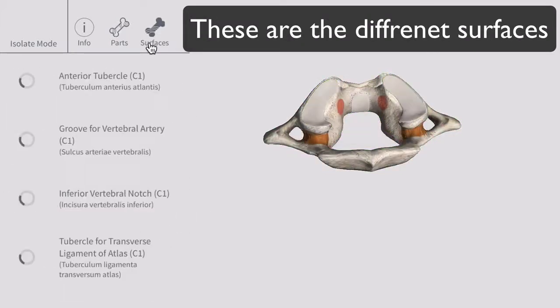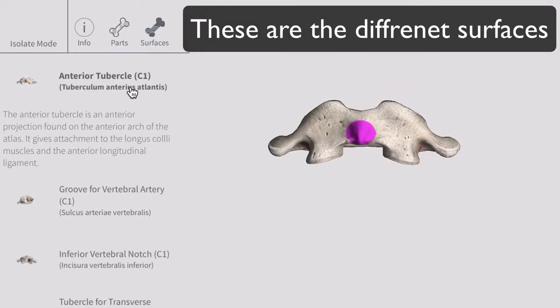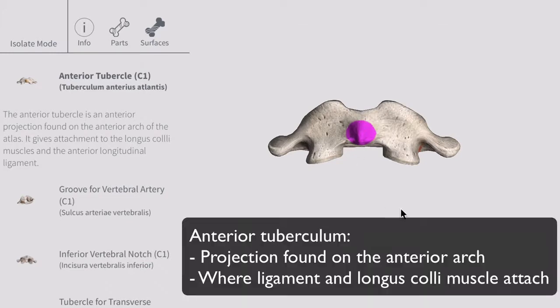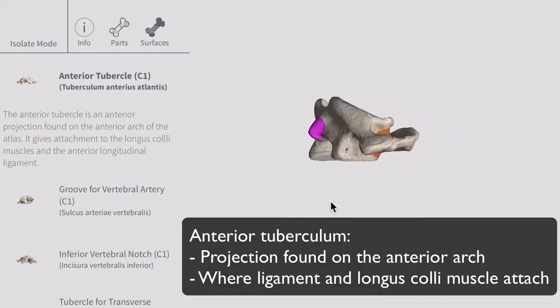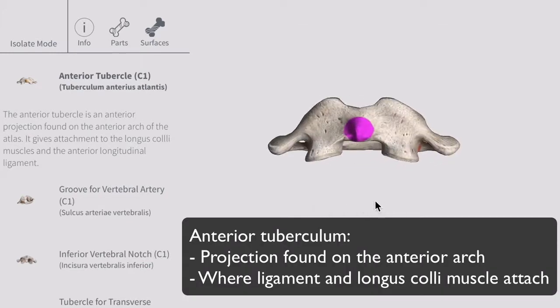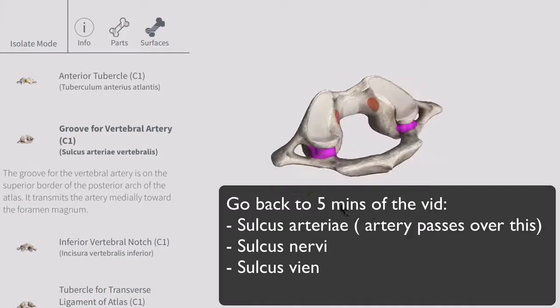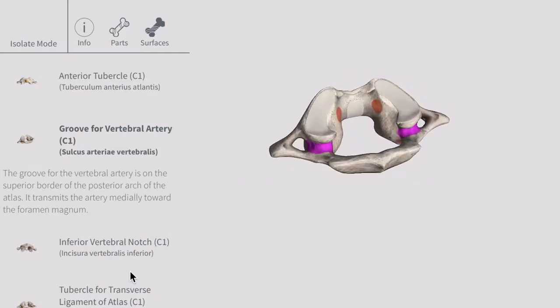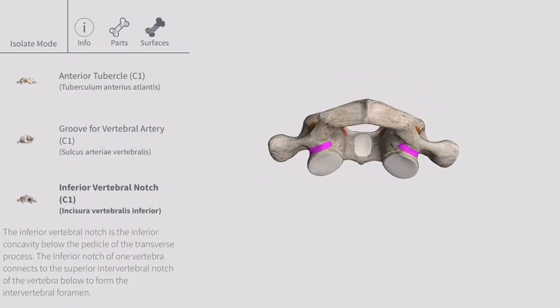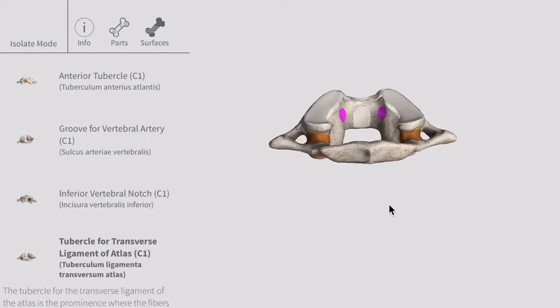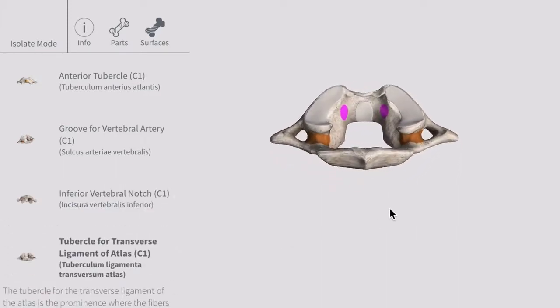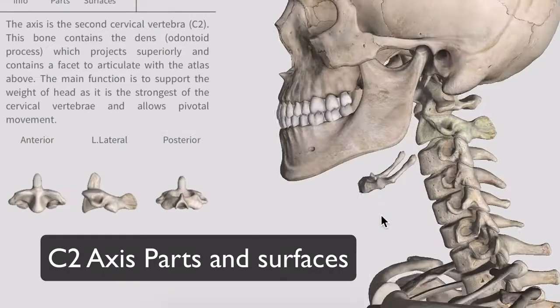Now the different surfaces are: you have the anterior tubercle, to which the longus colli muscle as well as the ligaments attach, and it's found on the anterior side. And this is the groove, or sulcus arteriae or sulcus nervi groove, through which, when the arteries and veins come out through the foramen, they go on top of this and pass on into the foramen magnum.